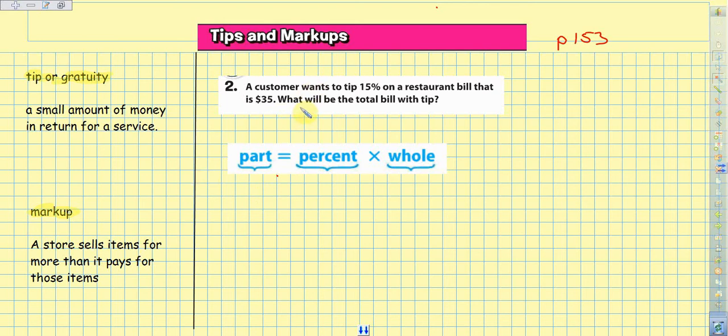So at a restaurant, here we go: a customer wants to tip 15% on a restaurant bill that is $35. What will be the total bill with tip? So first you have to find the tip.